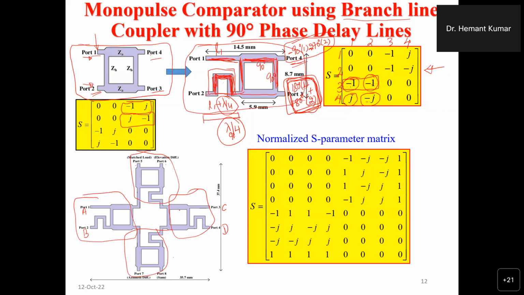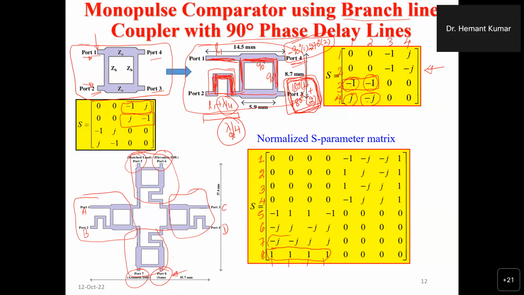So port 8 is giving you the sum, port 7 is giving you the azimuth difference, port 5 is giving you the diagonal difference, and port 6 is giving you the elevation difference. And that can be seen from this S parameter matrix also. This is port 1, this is port 2, this is port 3, 5, 6, 7 and 8. If you see here, port 8 is giving 1 1 1 1. That means all are in the same phase. So basically you will get A plus B plus C plus D, right? So you will get the sum at port 8.